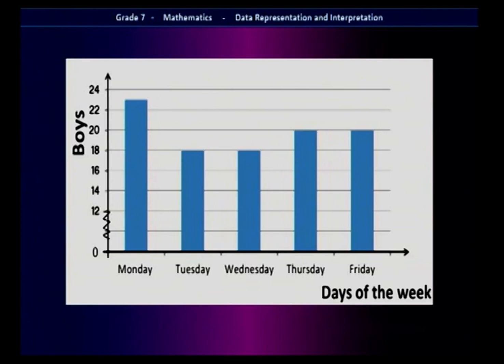Then the number of boys on Monday is 23. On Tuesday, the bar is drawn up to 18. On Wednesday, it is the same, 18. You can check that on Tuesday and Wednesday the heights of the bars are the same. It means the number of boys on those two days is the same. Thursday and Friday are also the same. The number of boys on Thursday and Friday is 20.